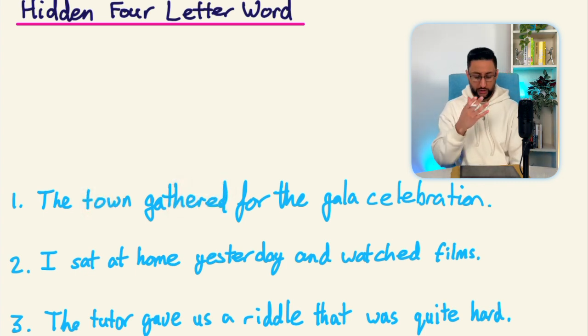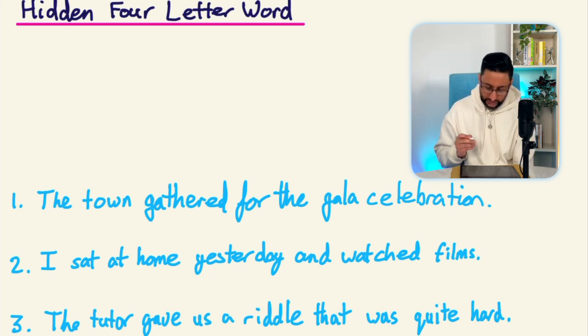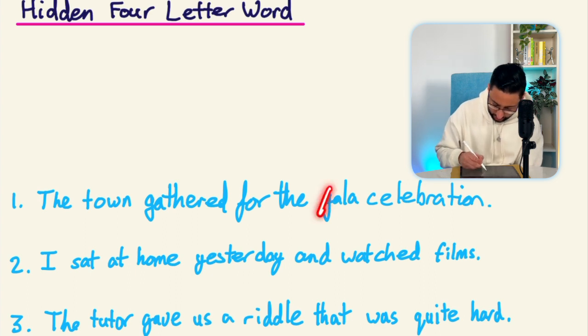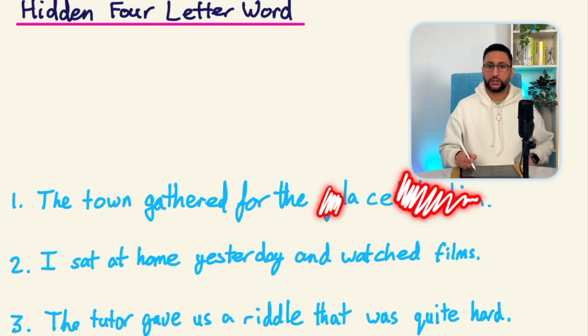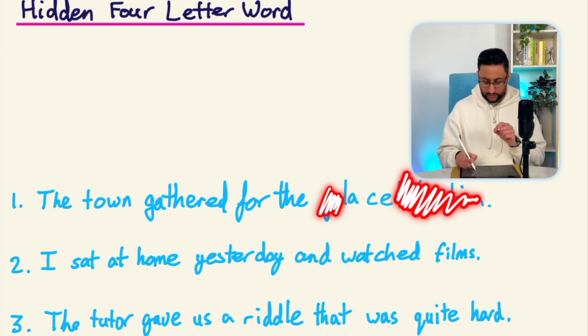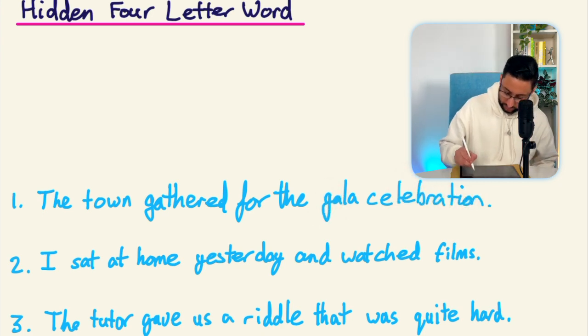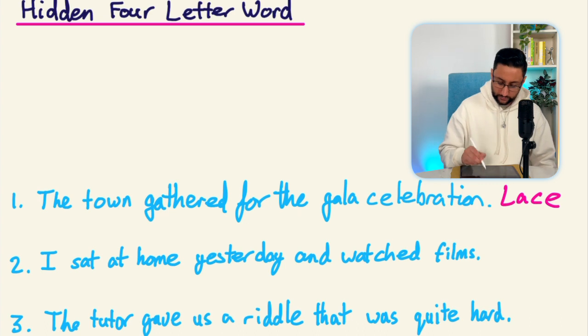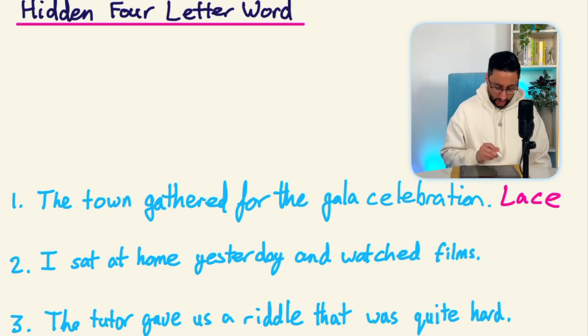I'm not going to bore you with doing every single one. In this particular case, the answer is actually between the last 2 words again. And you can see here, 2 and 2. Between the words gala and celebration, you have the word lace, L-A-C-E. So I'm just going to write that here, L-A-C-E. Okay, example 2. I sat at home yesterday and watched films.